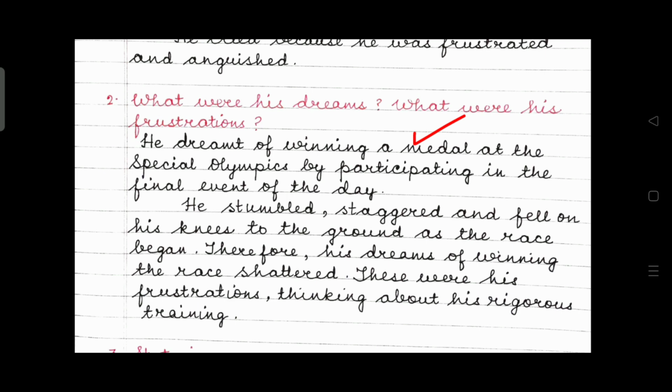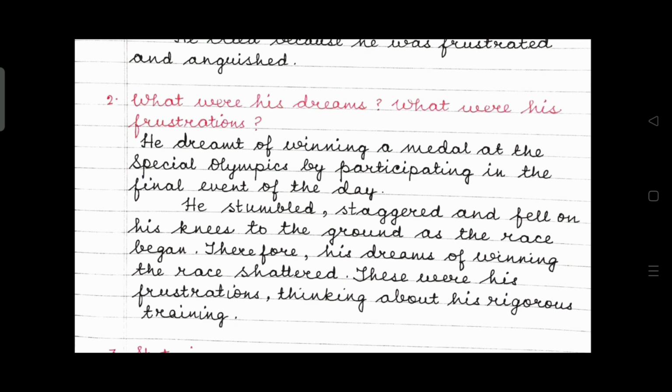By participating in the final event of the day. What were his frustrations? Why was he so disappointed? What had happened to him? He stumbled, staggered, and fell on his knees to the ground as the race began. Therefore, his dreams of winning the race shattered. These were his frustrations thinking about his rigorous training.